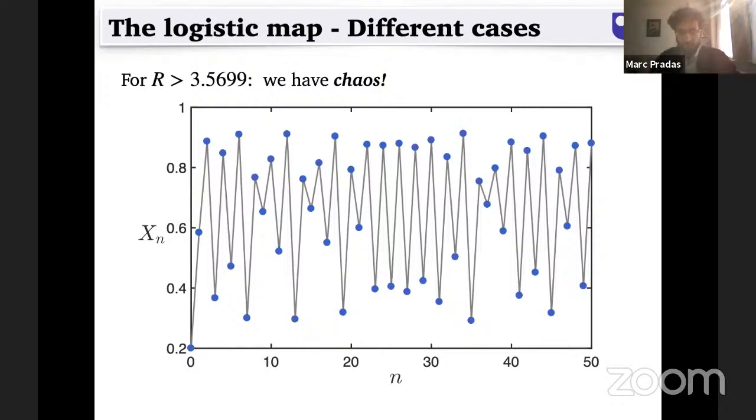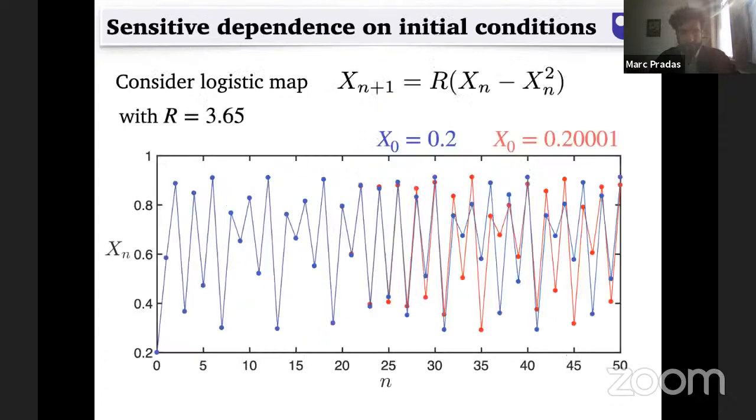For this, I'm going to show you a numerical computation where we reproduce this sequence of numbers starting from two initial conditions which are only 10 to the minus 5 apart. One is 0.2 and the other one is 0.20001. As you can see, initially, for the first 20 iterations or so, both sequences are exactly the same, but then at some point they start to show different values, and eventually they are completely different.